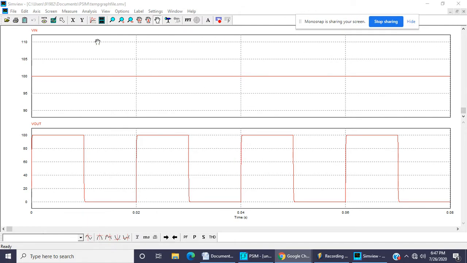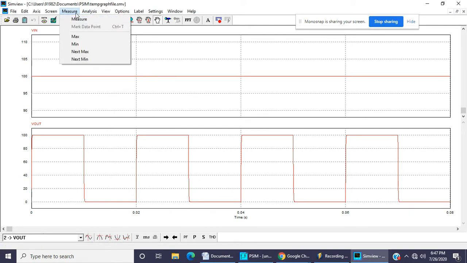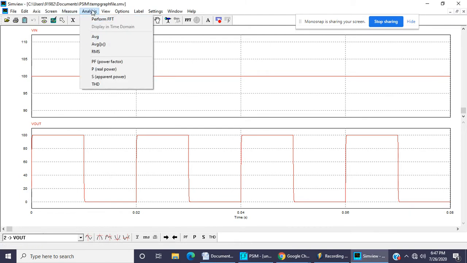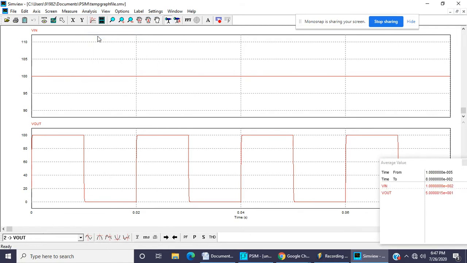So average value of output voltage is, so this one is average in the analysis. Look at this one. Input voltage is 1.000 e plus 002, means 1 into 10 raised to 2. Input voltage is 100 and output voltage is 5.00015 e plus 001, means 10 raised to 1, means output voltage is 50. Input voltage 100 and output voltage 50.